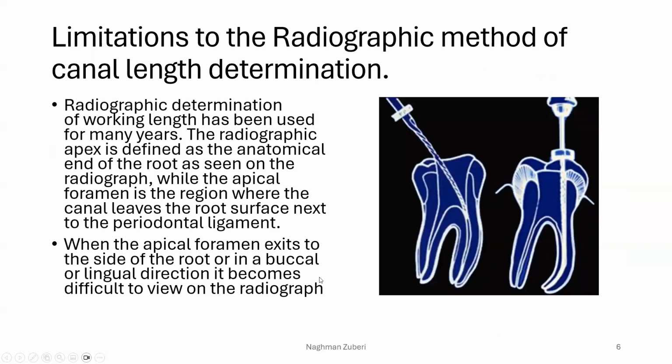If we look at the radiographic method of canal length determination, it has certain limitations. Radiographic determination of working length has been used for many years. The radiographic apex is defined as the anatomical end of the root as seen on the radiograph, while the apical foramen is the region where the canal leaves the root surface next to the periodontal ligament. When the apical foramen exits to the side of the root, or in a buccal or lingual direction, it becomes difficult to view on the radiograph.